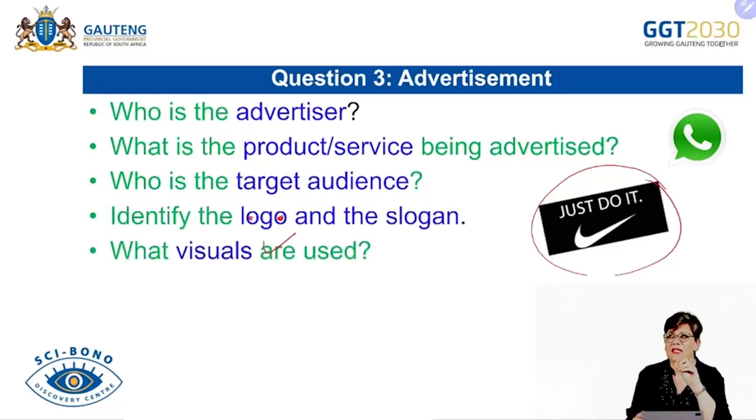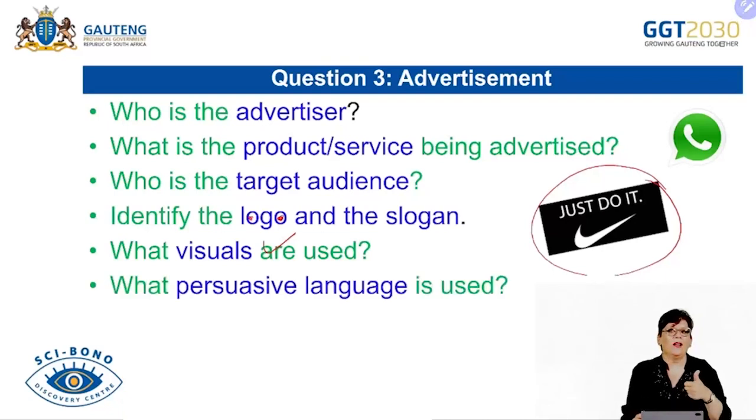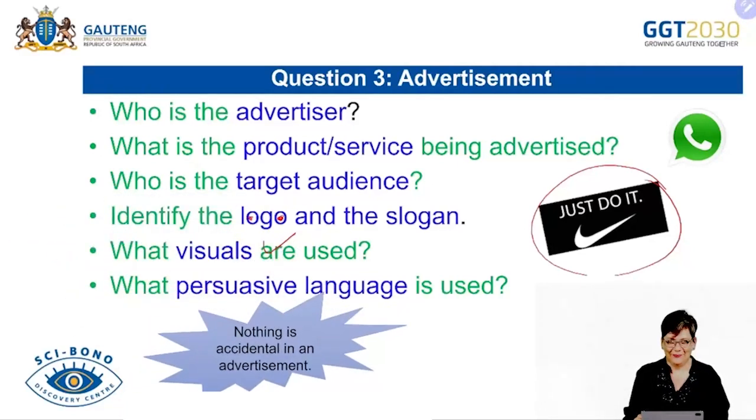Right. Very important. Advertisements always include visuals. Why? Because the first thing we want to look at is the visuals. So what are the visuals that are included? And what kind of language should they use? Remember, they are going to use language to persuade you. And obviously, they choose their language very, very carefully. Every single word is chosen deliberately. You have to know why it's there. Nothing is accidental in an advertisement. So make sure you figure out exactly why they have included this.